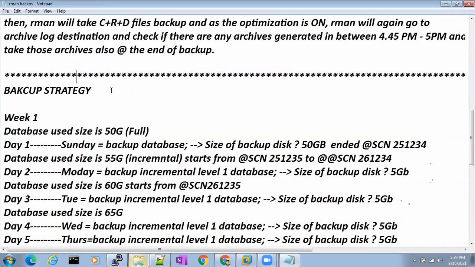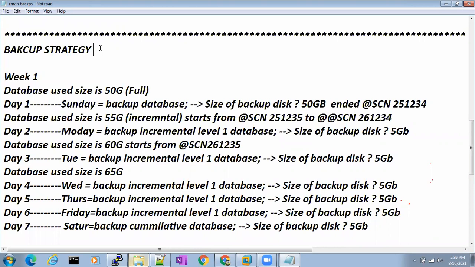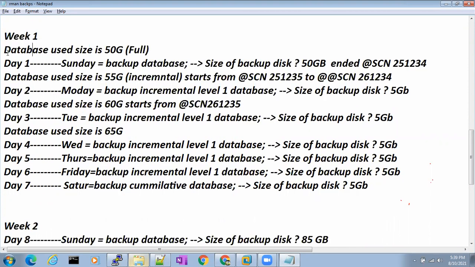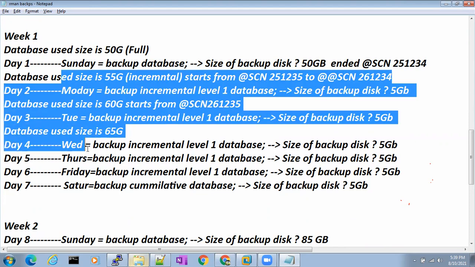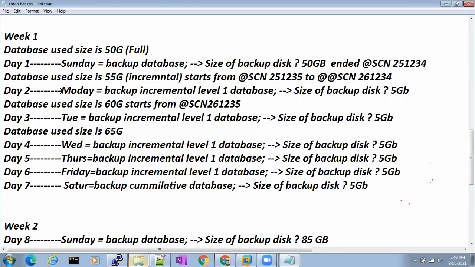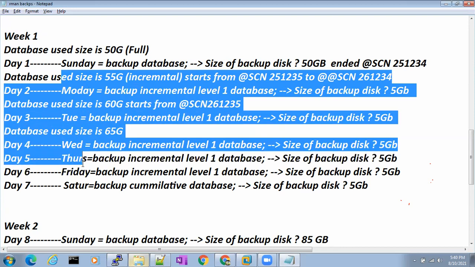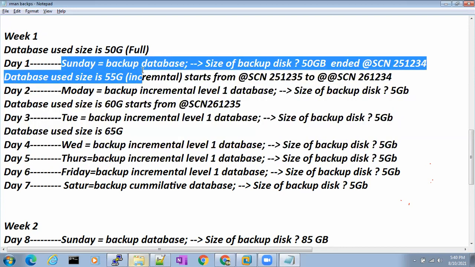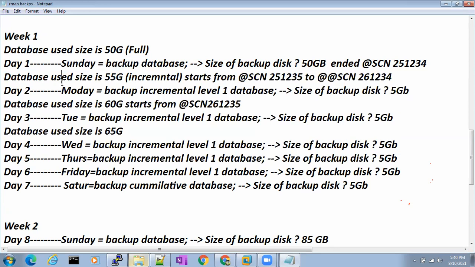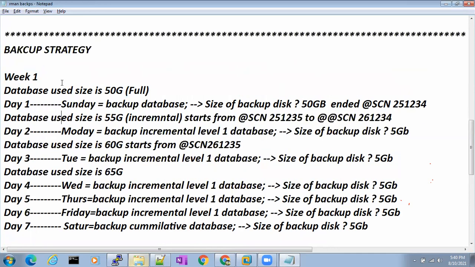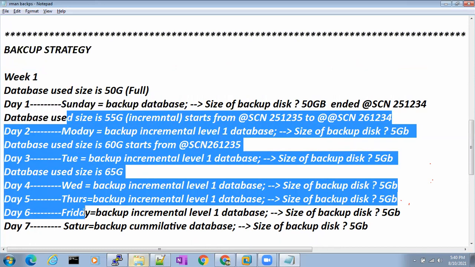So this is very, very important. A 100% interview question, no doubt about it. What is the backup strategy you are following in your company? Simple. The answer you have to tell is: every Sunday full backup followed by incrementals on the weekdays. This is our backup strategy, sir. We are following every Sunday full backup followed by incremental backups on the weekdays.